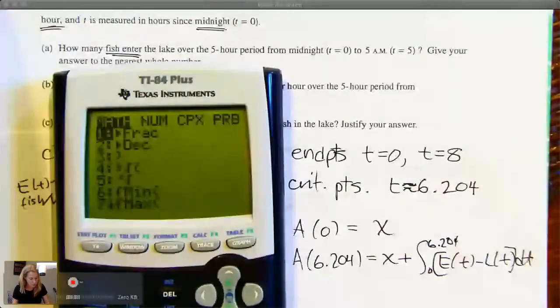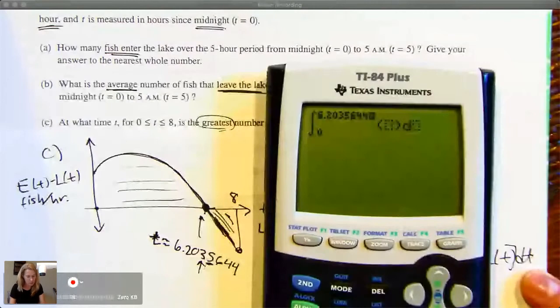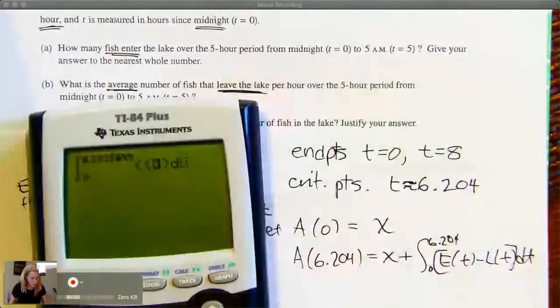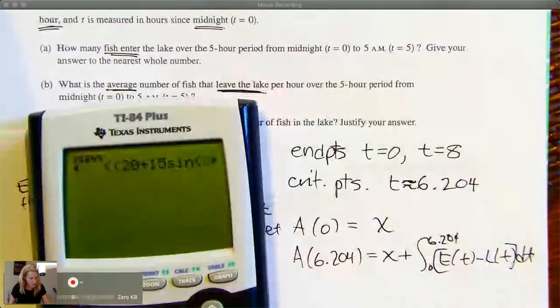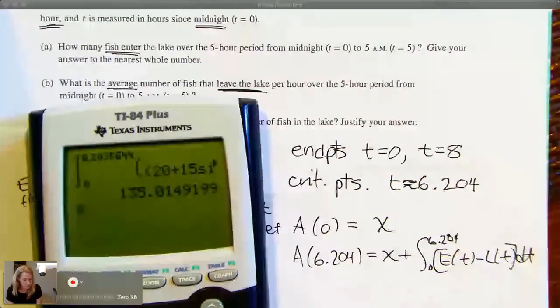So integrating from 0 to 6, and actually I'm going to use the whole number, 6.2035644, because why not be obnoxiously long here? And we're integrating 20 plus 15 sine of pi x over 6, close it, minus, open, 4 plus 2 to the 0.1 x squared, close it, that might be too many parentheses, dx. And I got 100, and I think somebody else said this before.